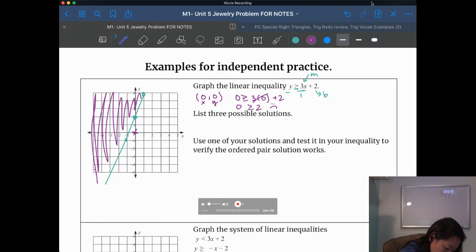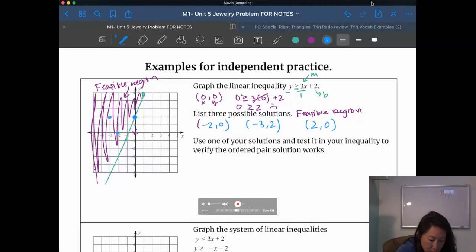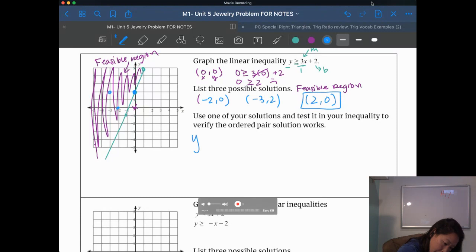Okay, so we're going to pick 3 possible solutions from our feasible region. Okay, this is the feasible region over here. So any ordered pair like negative 2, 0 or negative 3, 2, or how about one on the line right there? 2, 0 is part of the feasible region because the boundary line is solid. Okay, so I'm going to test this point 2, 0 in my inequality.